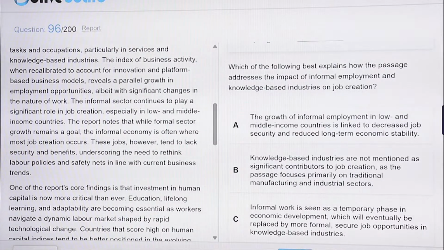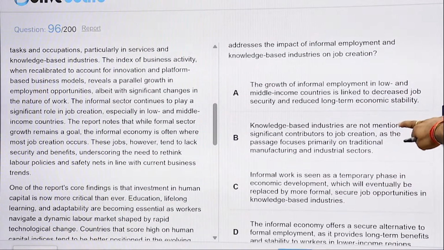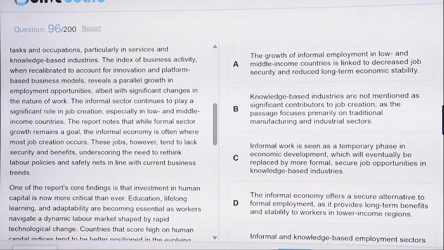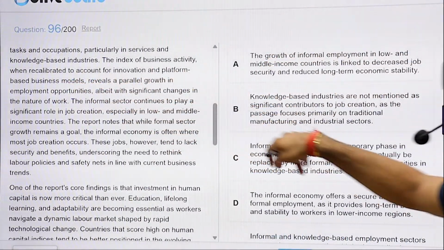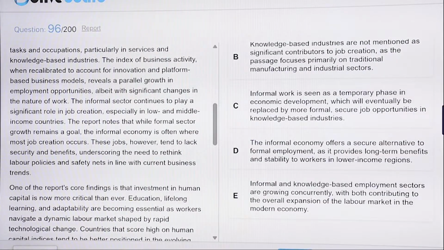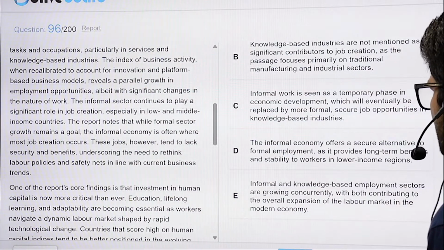But this is just defining the employment in the informal sector. We also need the knowledge-based industries. Knowledge-based industries are not mentioned. They have formal, informal. They have mentioned knowledge-based industries. No. Informal work is seen as a temporary phase in economic development, which will eventually be replaced by more formal. They haven't said so. Informal economy offers a secure alternative. No, it lacks security. Has to be the answer. Informal and knowledge-based employment sectors are growing concurrently, with both contributing to the overall expansion of the labor market in the modern economy.